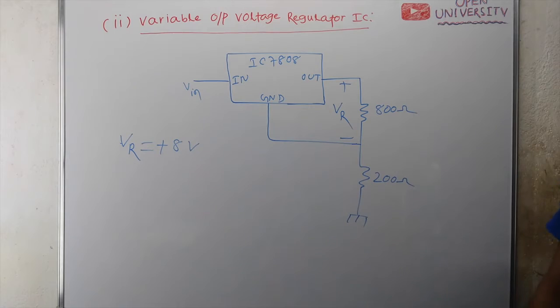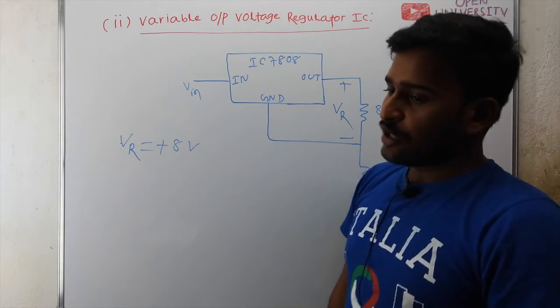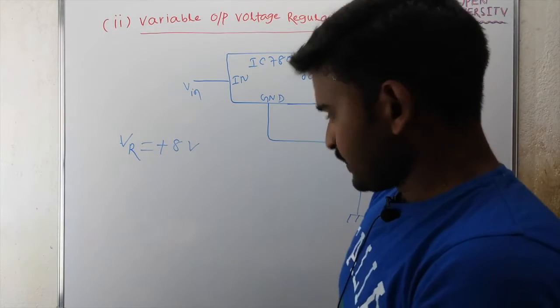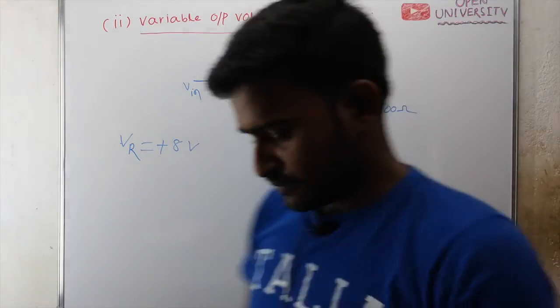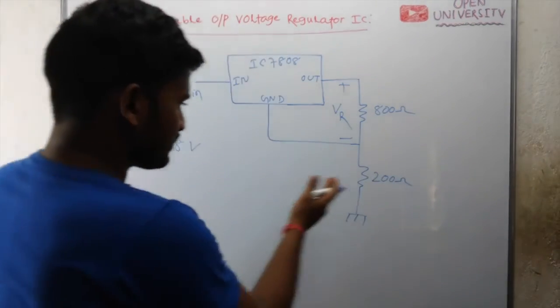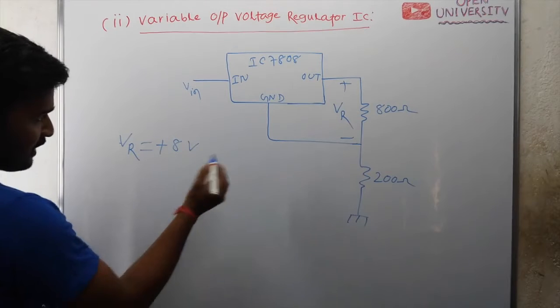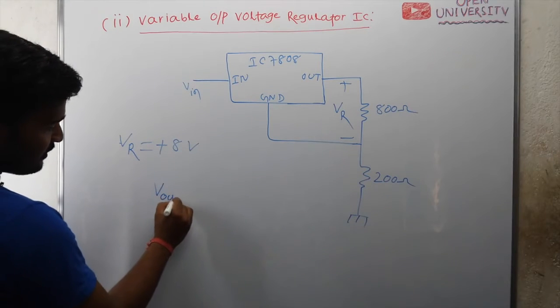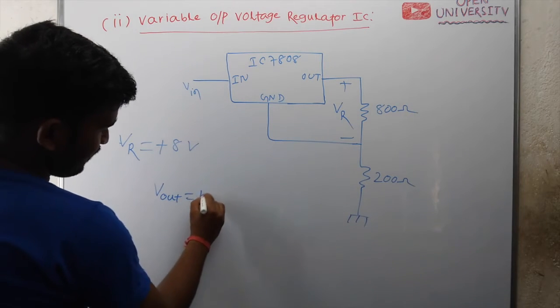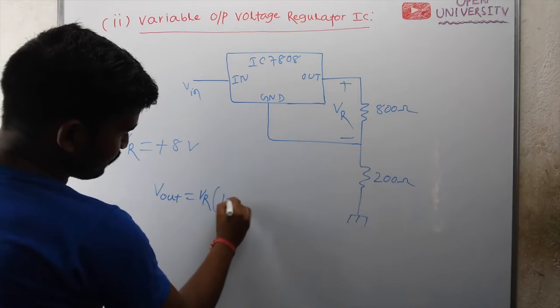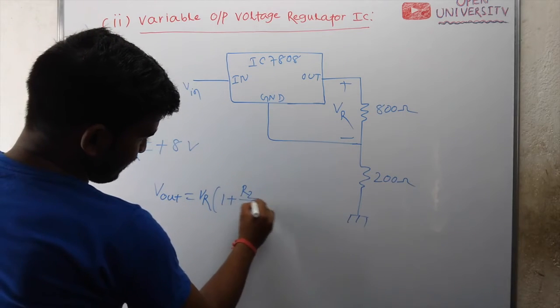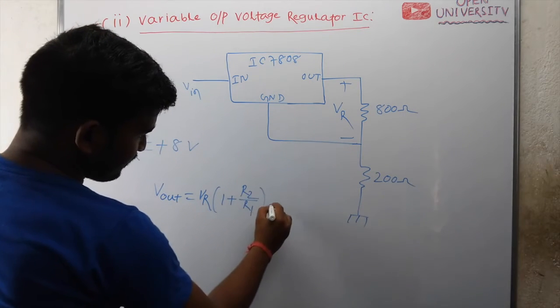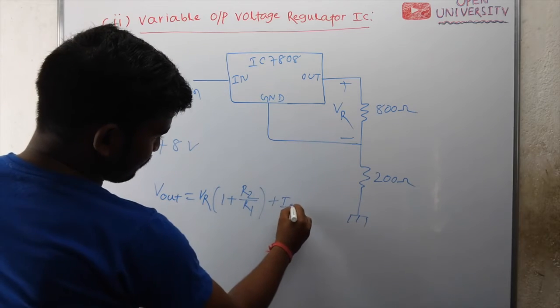Now the question is to calculate the output voltage. Draw this figure first, then calculate the output voltage. What is the output voltage formula? The output voltage formula is VR into 1 plus R2 by R1 plus IQ into R2.